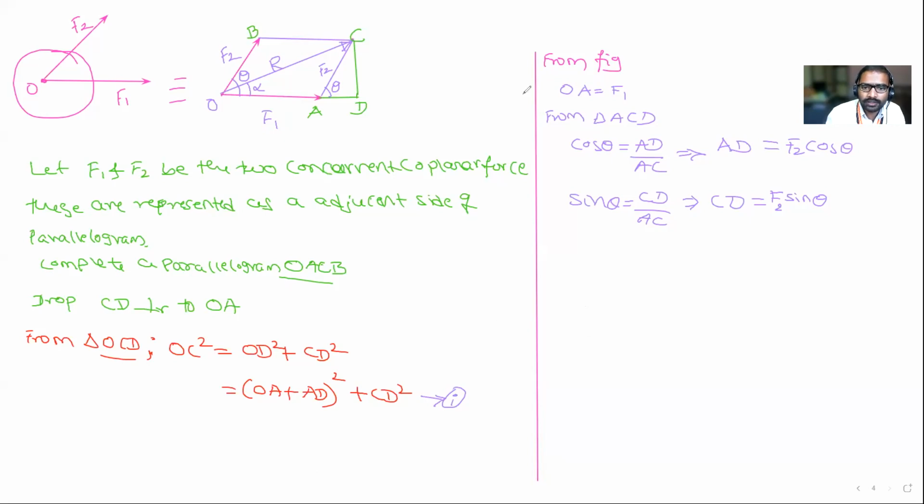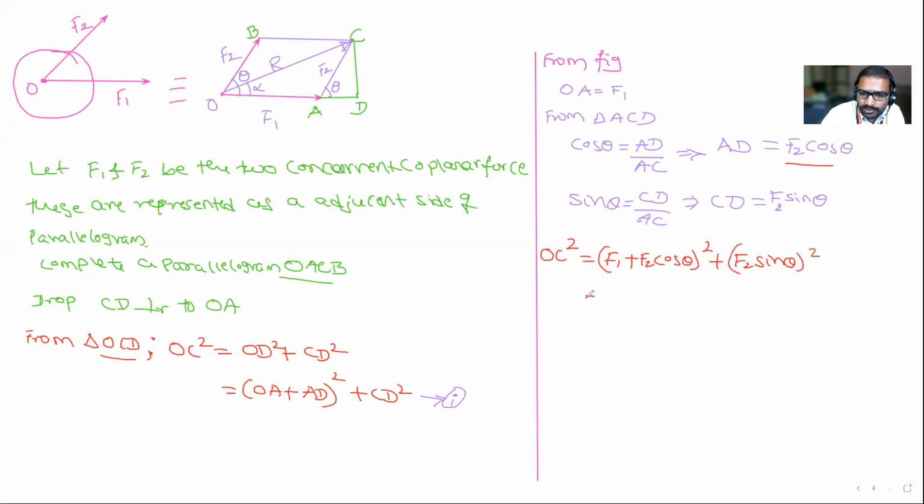Now tell me, substitute all these values in equation number 1. OC square is equal to what? Equation number 1: OC square is equal to OA plus AD whole square plus CD whole square. OA means F1. AD is F2 cos theta, so F1 plus F2 cos theta whole square, plus CD, which is F2 sin theta, whole square.